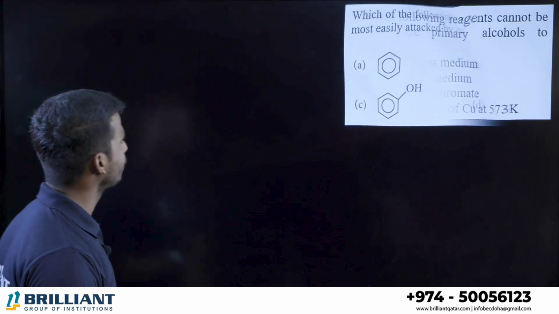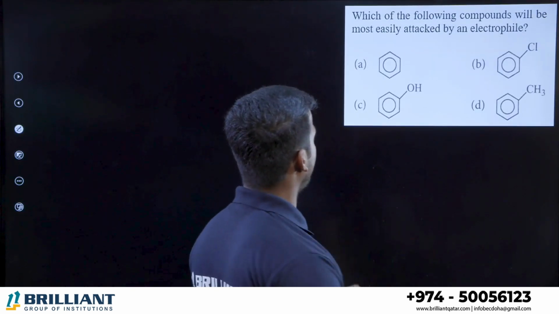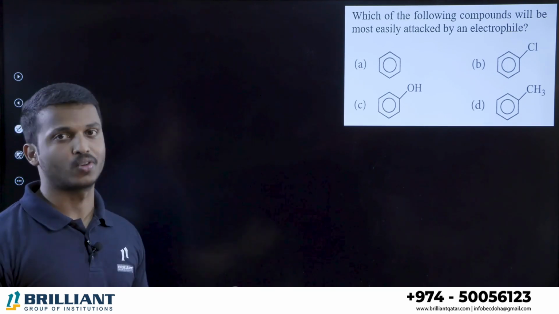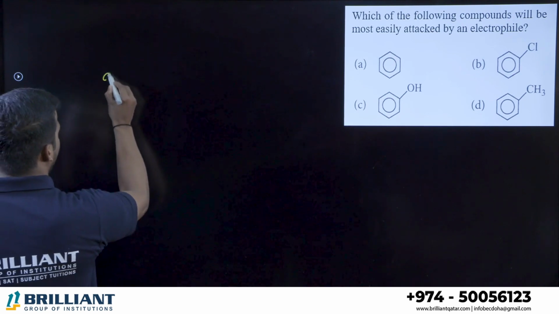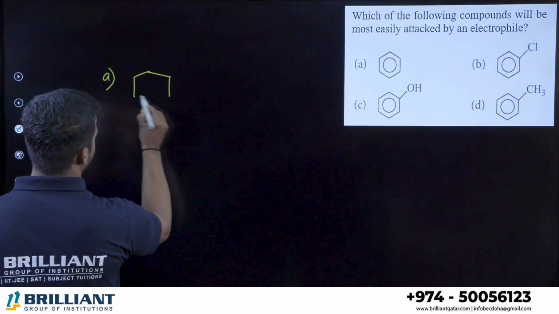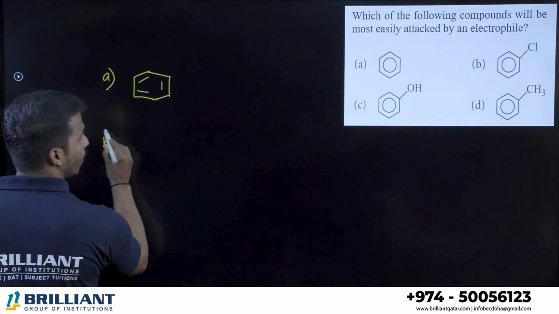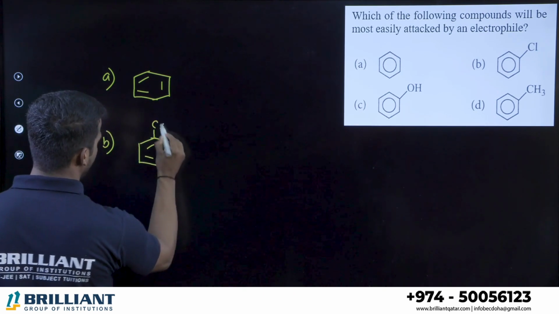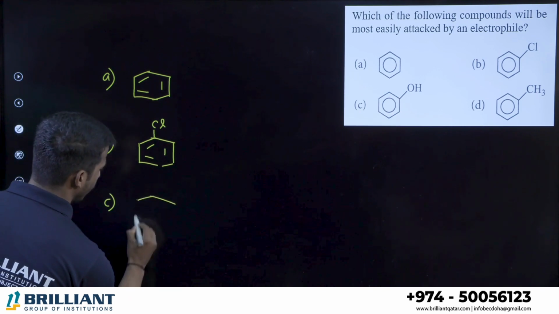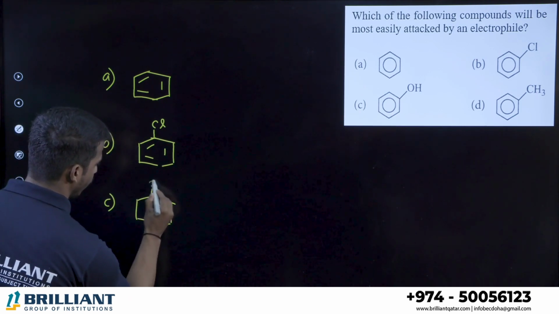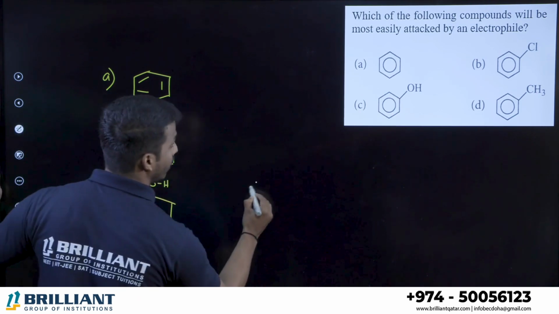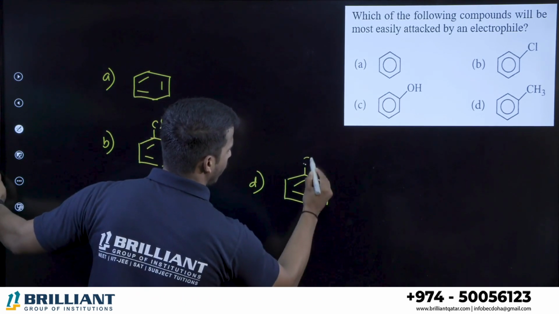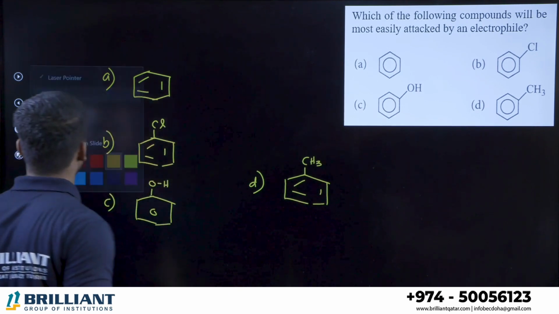Next one. Which of the following compounds will be most easily attacked by an electrophile? What is compound A given? Benzene. What is compound B given? Chlorobenzene. What is compound C given? Phenol. What is compound D given? That is toluene. You may know how to write the resonance structure and everything.